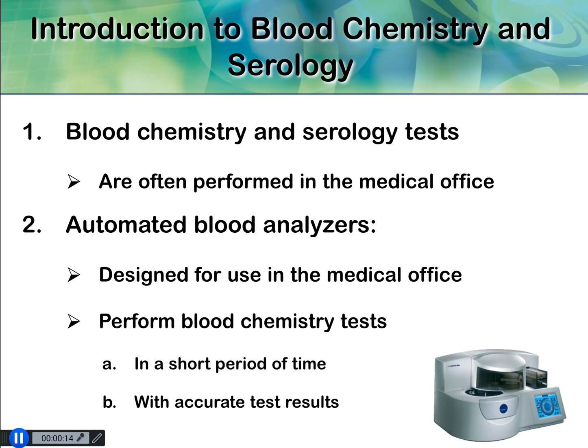These are often performed in the medical office using automated blood analyzers that are designed for use specifically in a small medical office. They perform blood chemistry tests in a short period of time with fairly accurate test results.